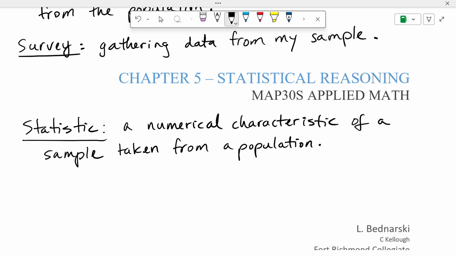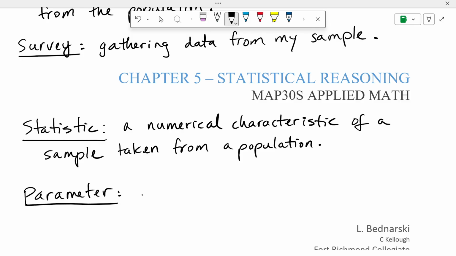So if you're telling me I actually did a survey of every student at FRC and find all their heights and then figure out what the average height is or what the tallest student is or what's the average height of every single one of the 1,400 and something students here at FRC, that's not a statistic. Actually, technically it's not. It would be what's called a parameter.